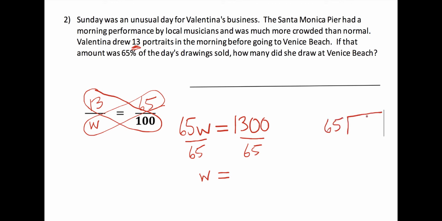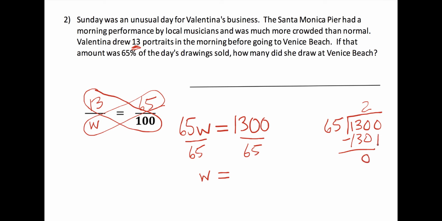65 into 1,300, or you could say 1,300 divided by 65, excuse me. Now 65 doesn't go into 1 and it doesn't go into 3. But it does go into 130, and with a little bit of trial and error, or maybe you just see it, you can see that 2 times 65 is 130. So 65 goes into 130 twice. 2 times 65 is 130. That nicely zeroes that out.